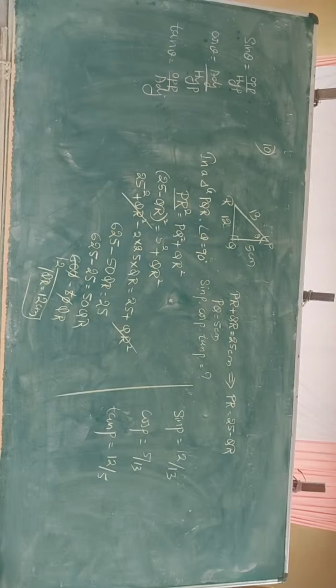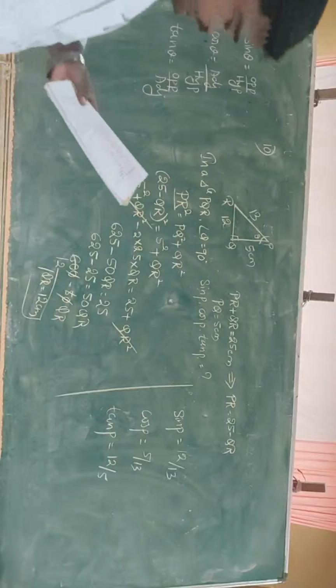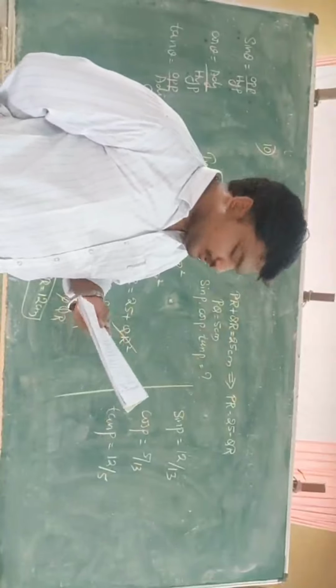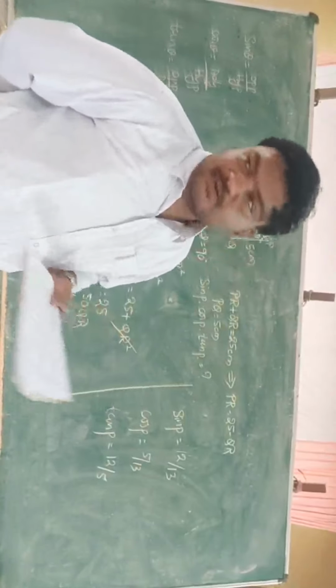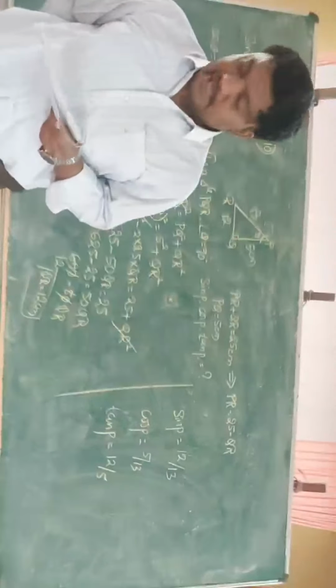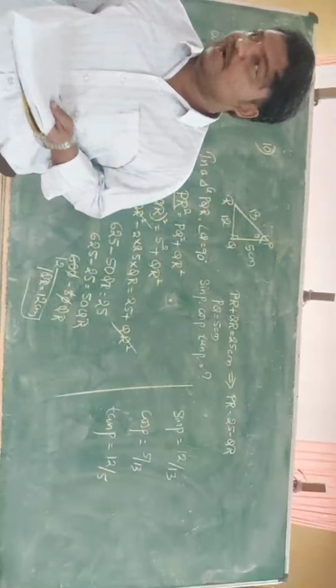Is it finished? Okay. The next question, number 11, the last one. Justify whether the following are true or false. Justify your answer. State whether the following are true or false. Justify your answer is the question. First one: the value of tan A is always less than 1.